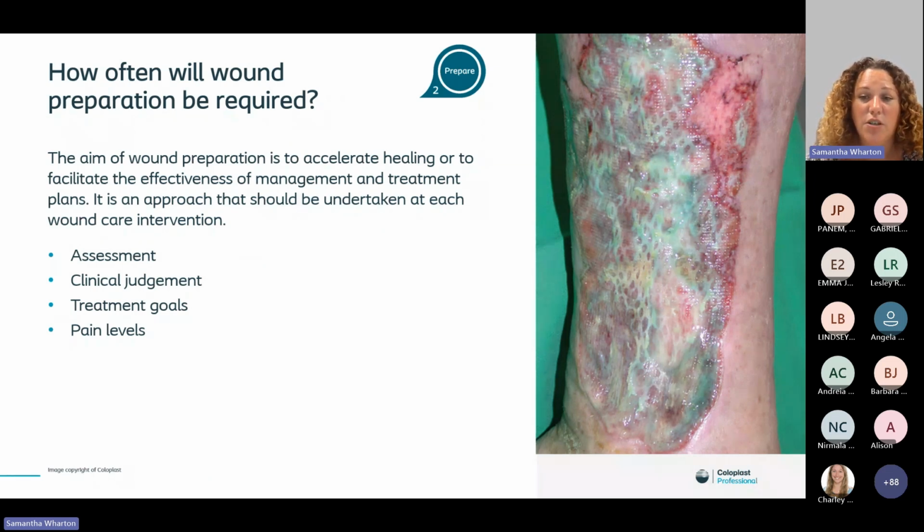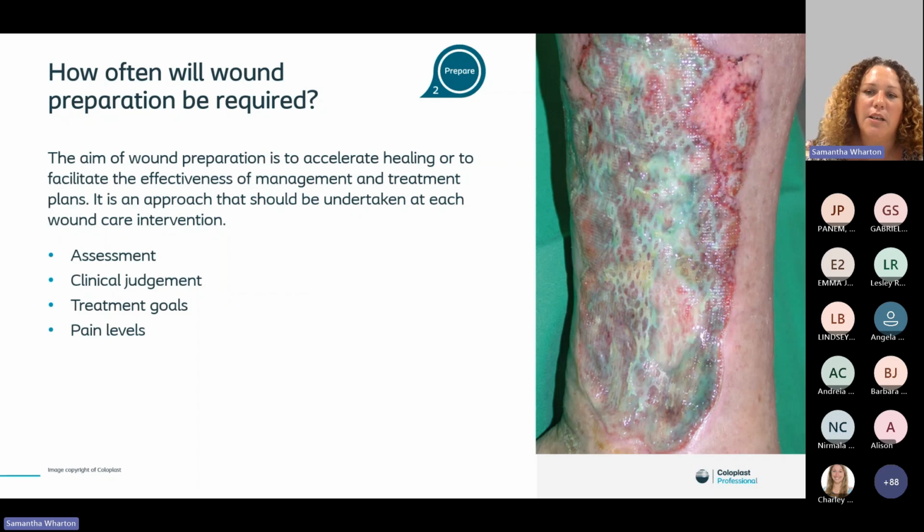It's also down to the patient's pain levels, and if they're in too much pain to tolerate it, then you need to manage their analgesia before trying to address that wound preparation, because if you go near them and you're trying to cleanse it and they're hitting the roof because they're in so much pain, they're not going to let you go near them with anything.